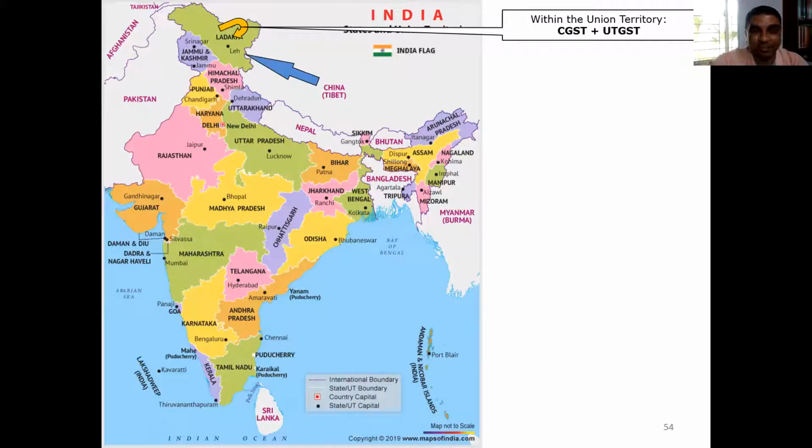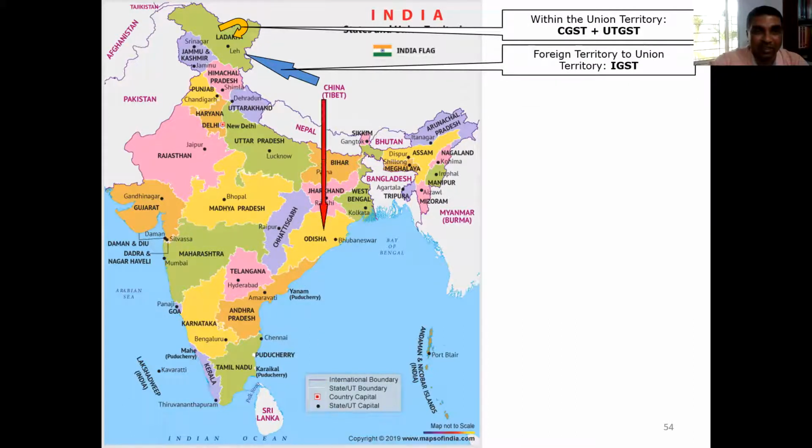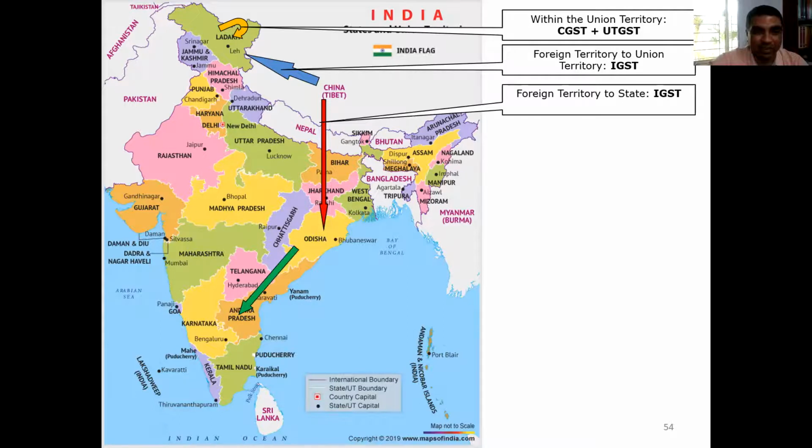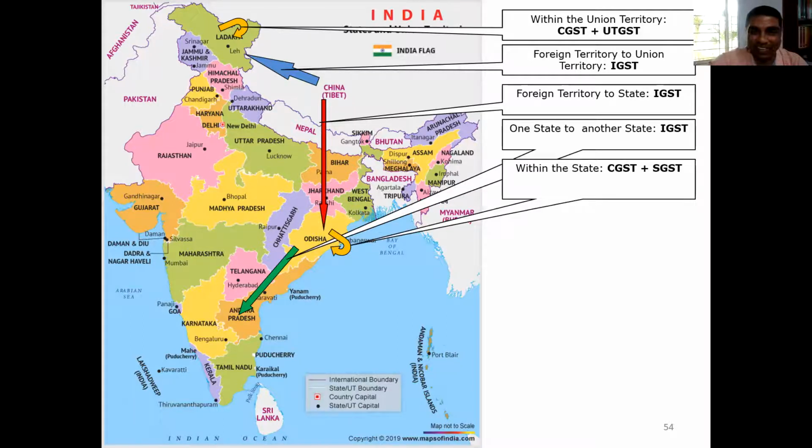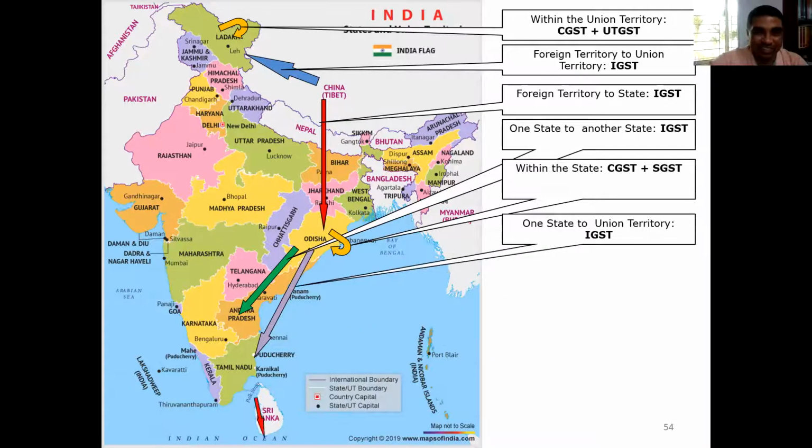Next is China to Ladakh. Quick, which one? IGST. Okay, China to Odisha. IGST. Okay, Odisha to Andhra Pradesh. IGST. Very good, all of you are correct. Odisha to Odisha. CGST plus SGST. Fantastic. And then Odisha to Puducherry. IGST. Good.